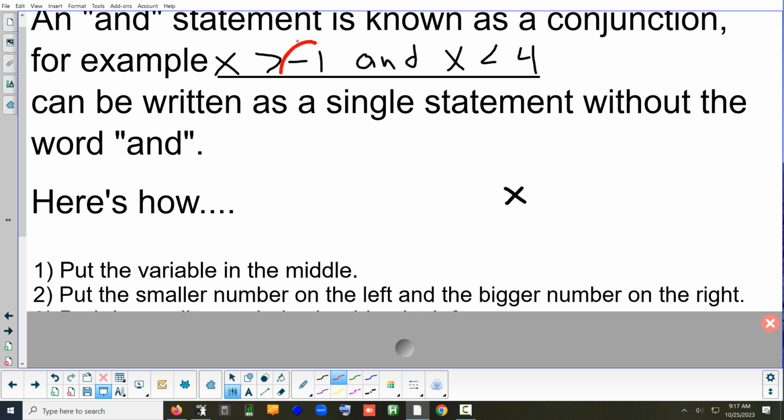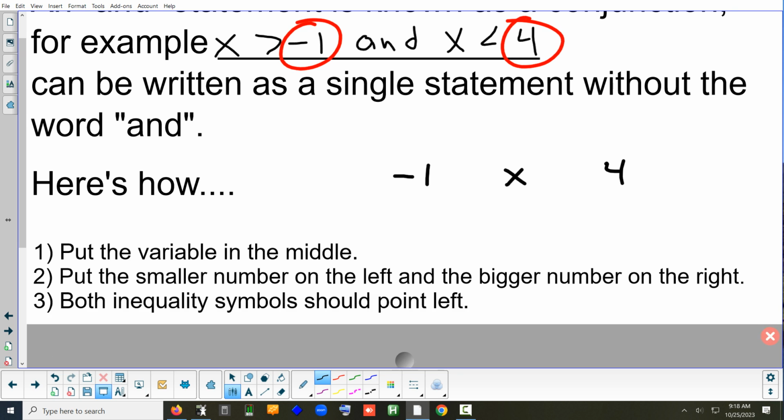Okay, so here are your 2 numbers. What's the smaller number in that case? -1. So put the smaller number on the left. And put the bigger number on the right. What's the bigger number? 4. Okay, so that's step 2.